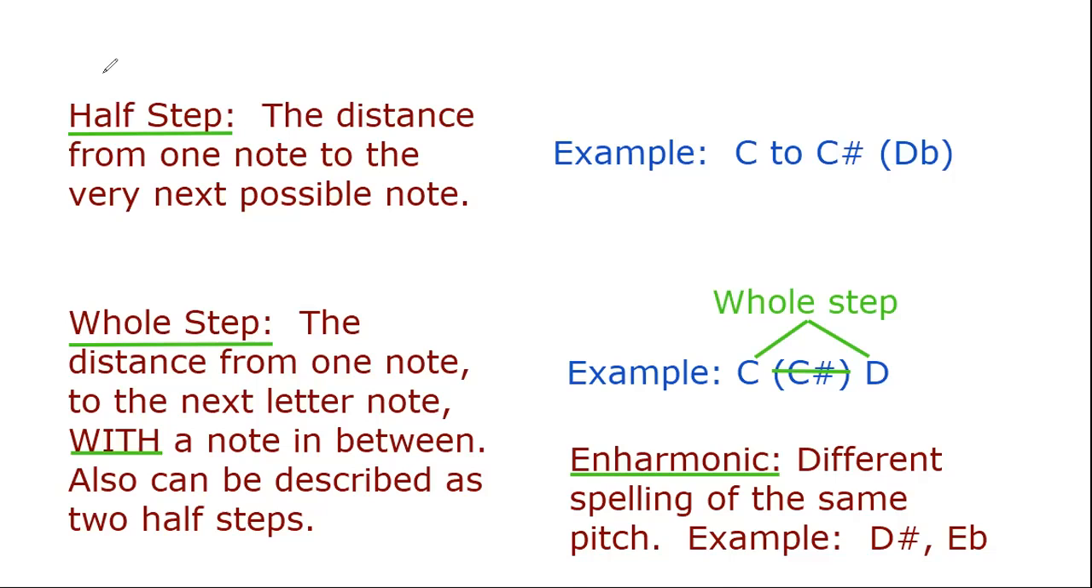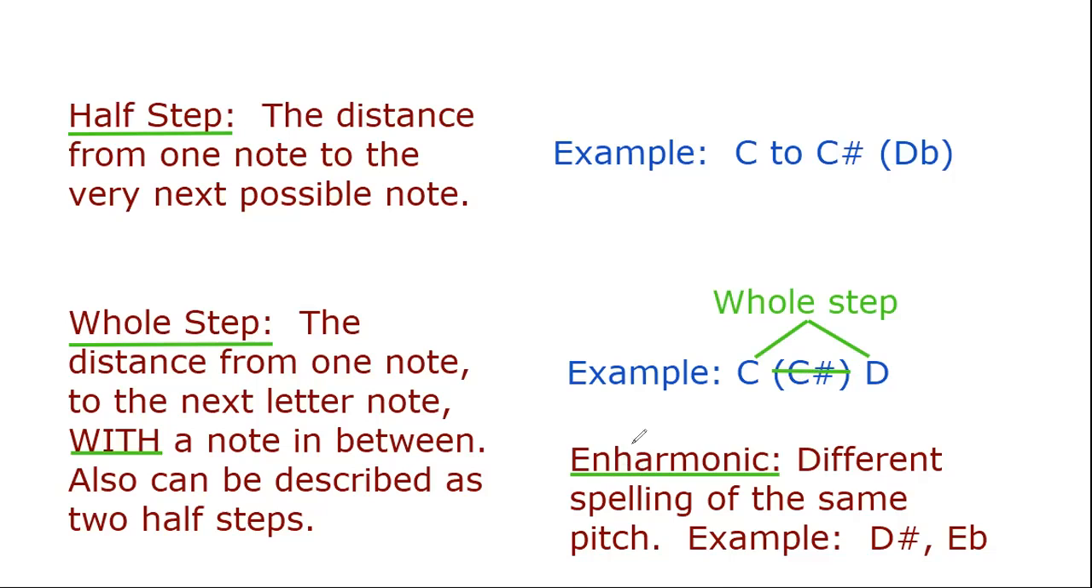The other definition you need to know is down here, whole step. A whole step is the distance from one note to the next letter note with a possible pitch in between. Also, you can describe this as two half steps. An example of this is from C to D. There is that C sharp in between. I put a line through it to let you know that that's not the note we're using to define this, but there is that pitch in between these two pitches. So from C to D, this is a whole step.